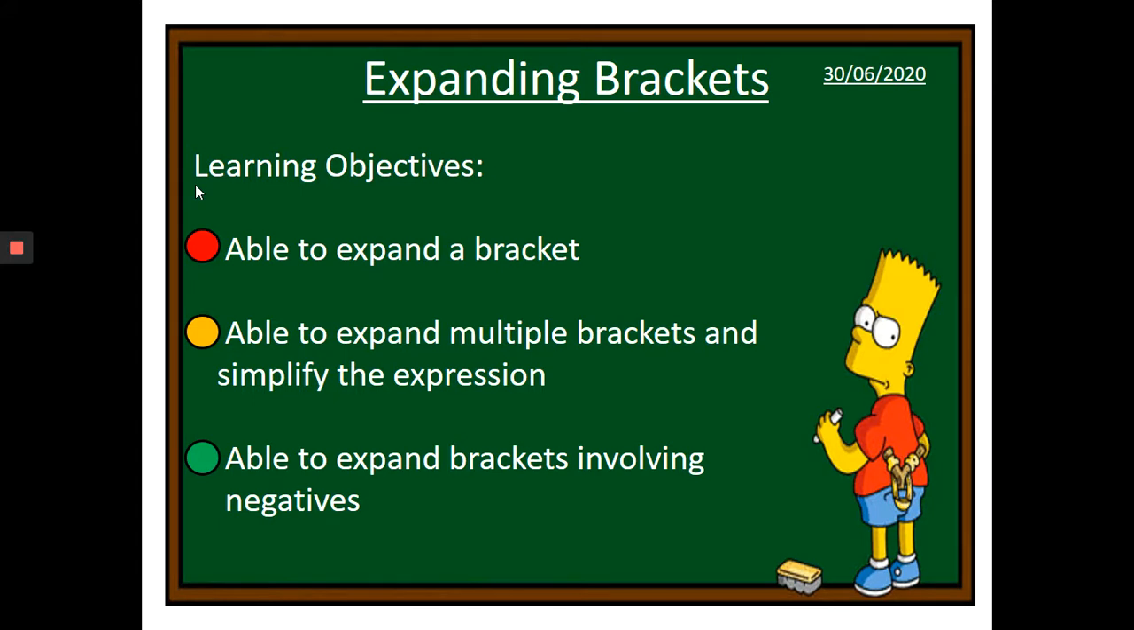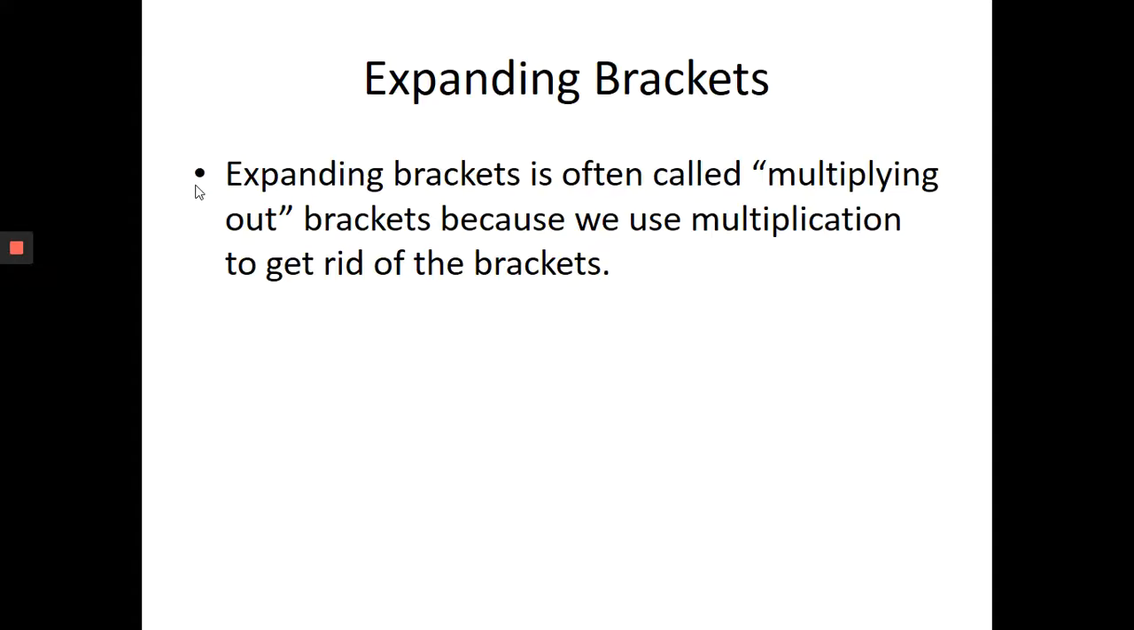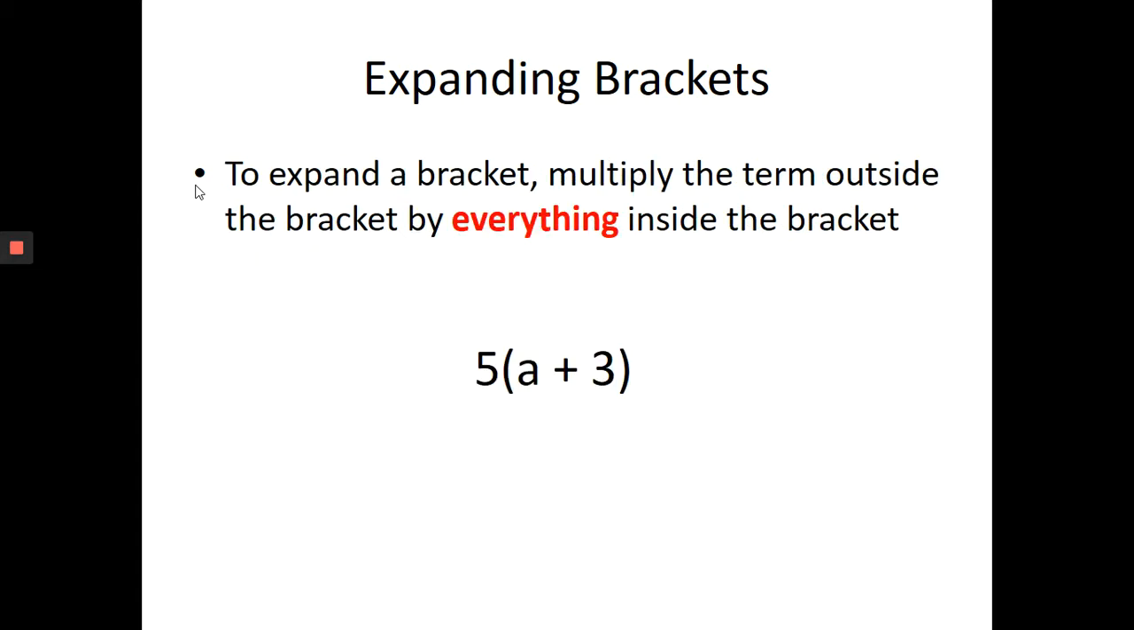And finally, what we're going to do is expanding brackets. So brackets are always what you complete first. That's why you have BODMAS. However, in algebra, brackets are slightly different, as you sometimes need to work them out. So expanding brackets is often called multiplying out brackets because we use multiplication to get rid of the brackets. To expand a bracket, multiply the term outside the bracket by everything inside the bracket.